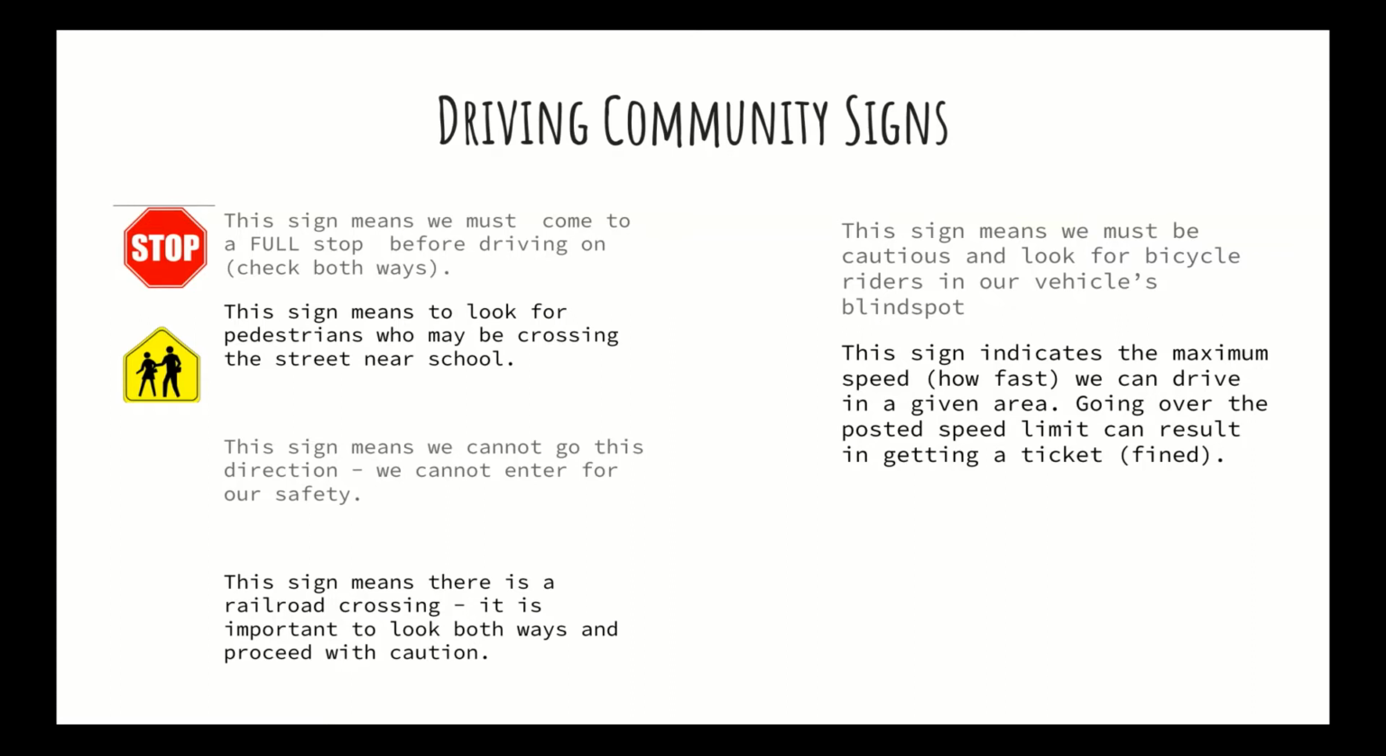Okay, the next community sign says, this sign means we cannot go in this direction. We cannot enter for our safety. What do you guys think that'll look like? It's a do not enter sign, okay? So when you're driving and you see this, it oftentimes means that we can't enter because traffic is going the opposite direction, okay? So say that you are trying to go on to the freeway on-ramp or the off-ramp. If you see this sign, it means that you cannot take that ramp.